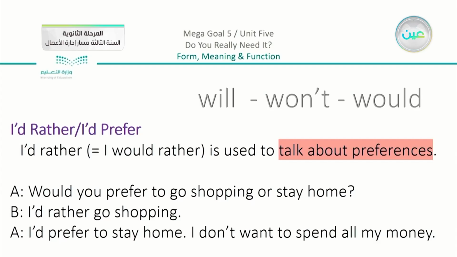So we have the sentences. A: Would you prefer to go shopping or stay at home? B: I'd rather go shopping. A: I'd prefer to stay home. I don't want to spend all my money. So in the two examples, we have I'd rather go shopping or I'd prefer to stay at home. We have here the shortened version of I would that can be used. And you do know now that if I am going to use prefer or rather in the sentence, I have to turn will into the past.